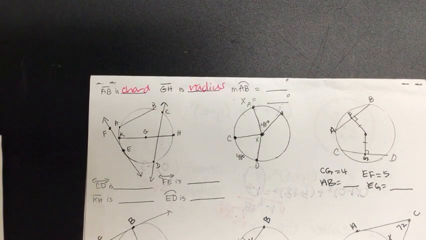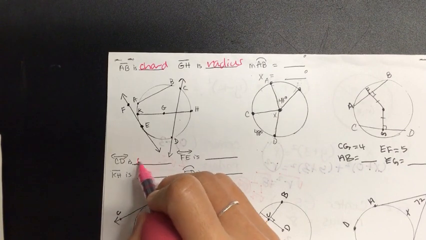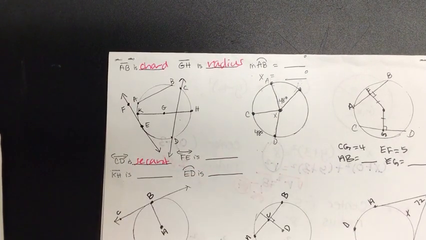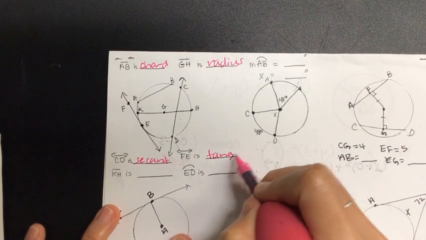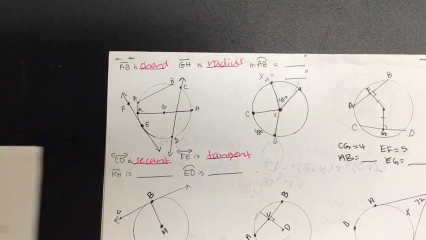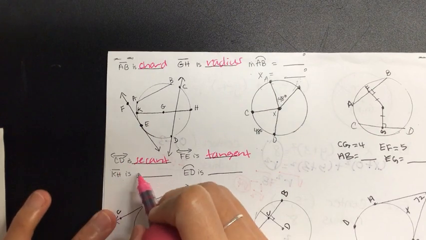And then I have line CD. Secant. What about line FE? Tangent. And then we have segment KH?